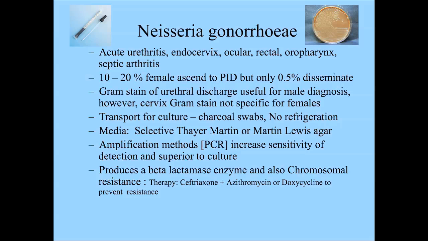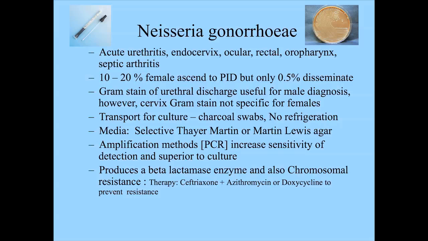Most people do not do cultures for Neisseria gonorrhoeae anymore. Molecular and amplification methods have really taken over for the detection of this pathogen. It is more rapid, it increases its sensitivity, and is more specific sometimes, and is very superior to culture. So really, amplification methods is your standard of practice and primary method for looking for Neisseria gonorrhoeae in urogenital specimens.